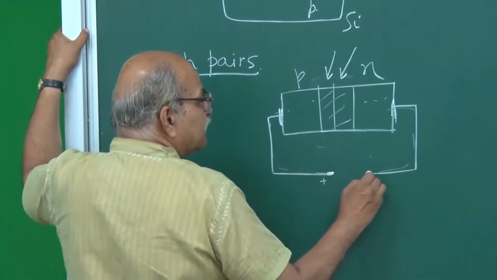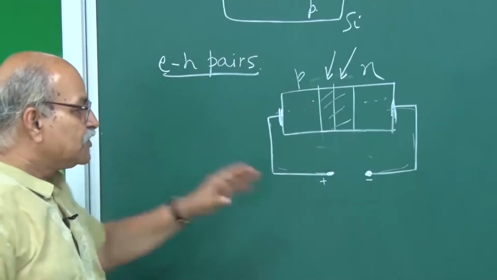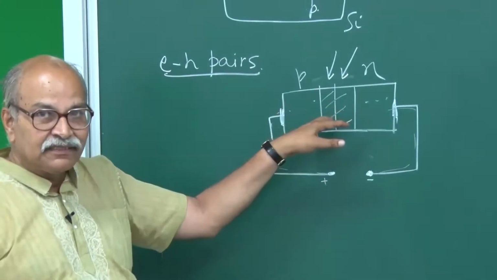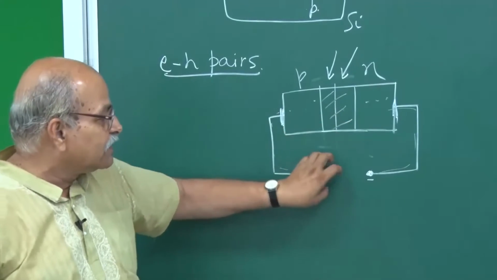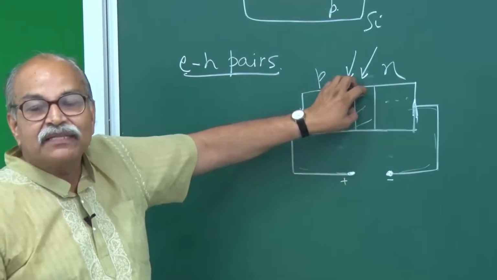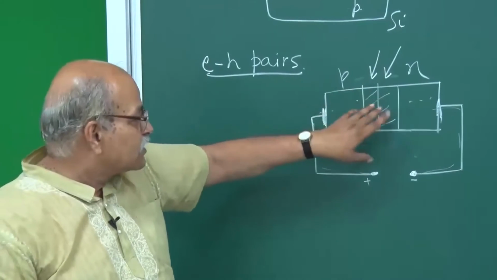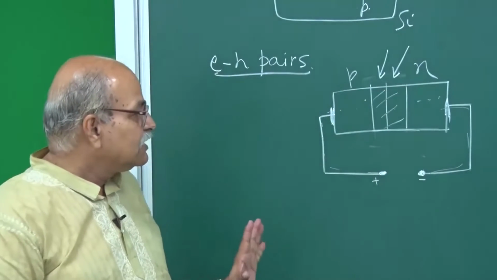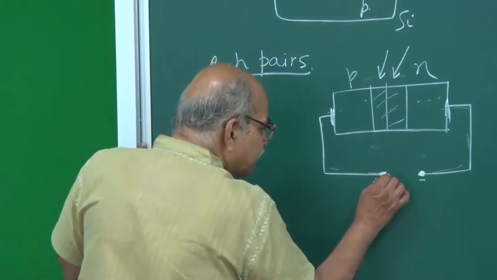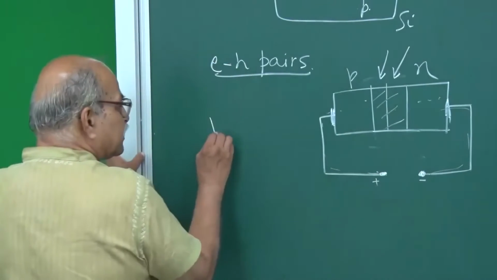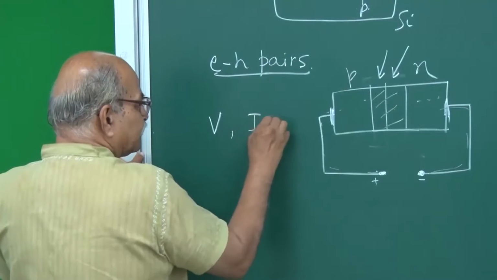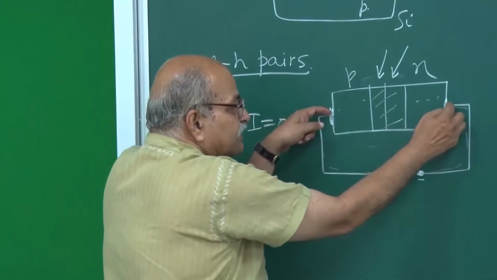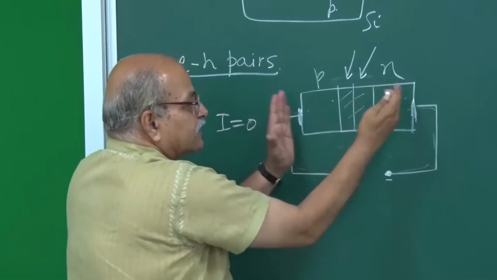So a potential will be developed, and because of that potential you have some kind of forward biasing, which at certain concentrations will balance this reverse drift current which is going because of this electric field, and things will be settled. So in this case you will have some potential difference here, some potential difference here. I will be 0, there is no current, but there is a voltage difference on this p side and n side.